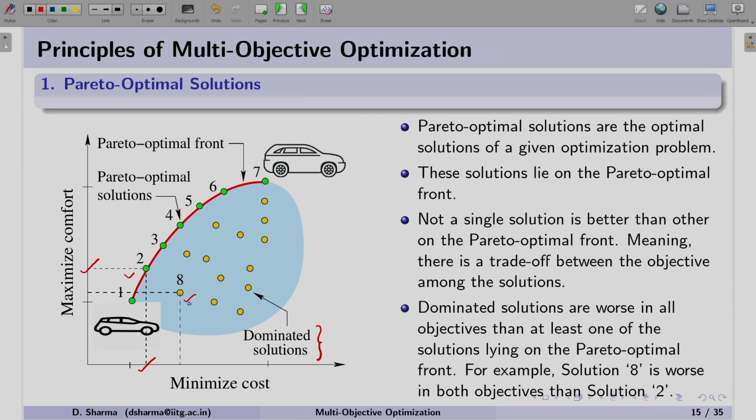If we look into the figure, the solutions which are filled with this yellow color, all these solutions are dominated by at least one solution that is lying on the red line, which is called the Pareto optimal front.